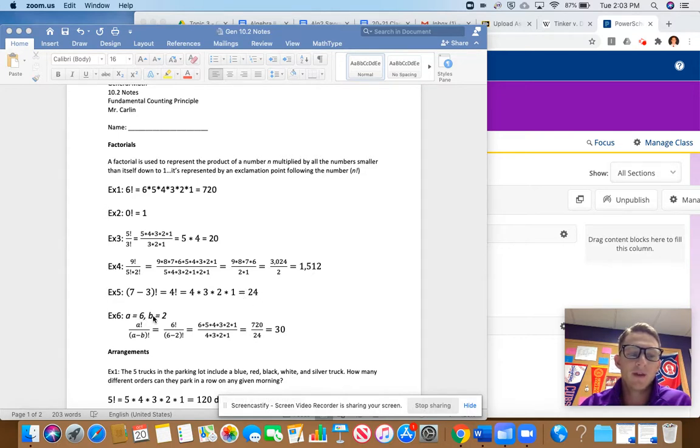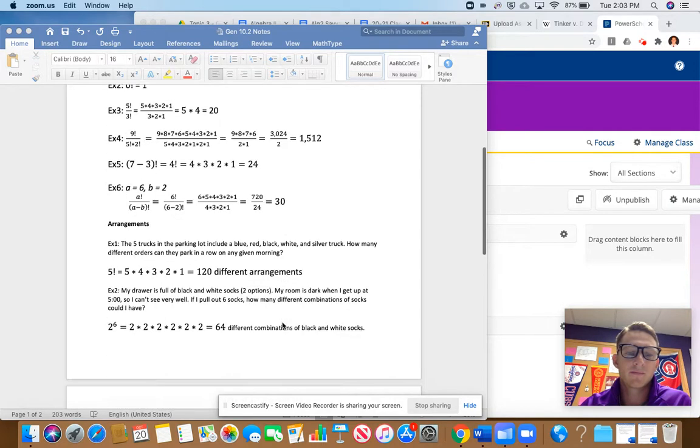And then same idea here. If we have some values for a variable, we can just plug in 6 for A and 2 for B. So A factorial turns into 6 factorial. A minus B factorial is 6 minus 2 factorial, which is 4 factorial. I'm going to list these out, 6 all the way down to 1, 4 all the way down to 1. We can cancel off 1, 2, 3, and 4. What's left over? 6 times 5, which is 30.